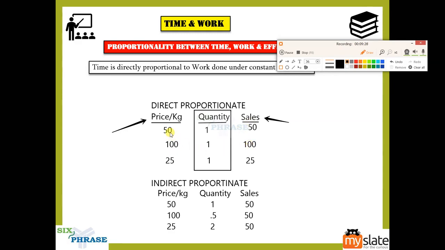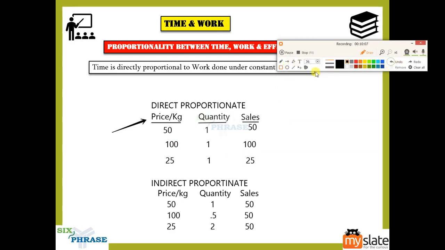So when you increase price per kg, what happens to sales, guys? Sales also increases, right? When you increase price per kg from 50 to 100, sales increases from 50 to 100. Similarly, when you increase sales from 50 to 100, price per kg will also increase from 50 to 100. All this is because the quantity is constant. Not only that, if you decrease price per kg from 100 to 25, sales also decreases.